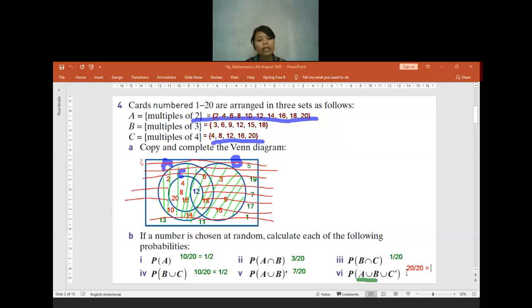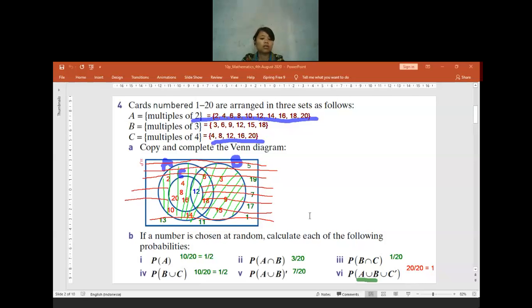Because everything has color, from outside the green I put the red one, and even inside the green one I put another red one. So it means I will take everything. So it will be 20 out of 20, which is equal to 1. Is there anyone who is still confused? It's okay to tell me if you are still confused before I move to the next subtopic. Is there anyone who is confused? Hello.